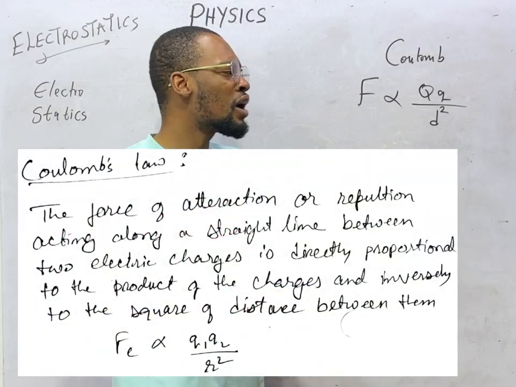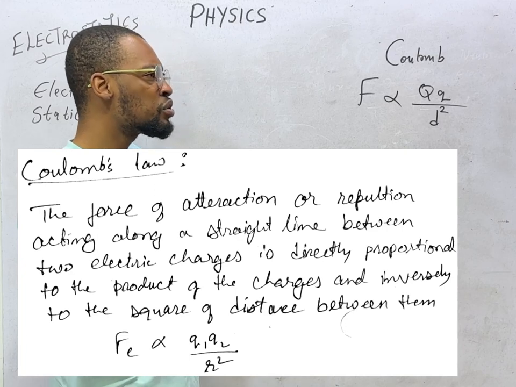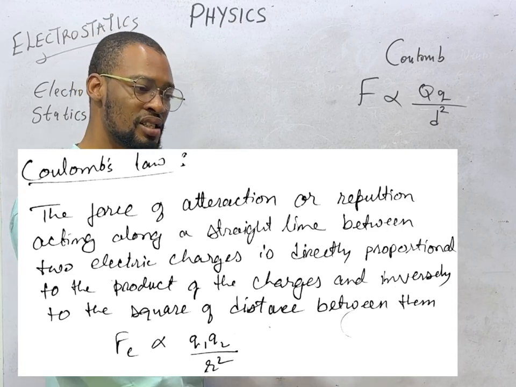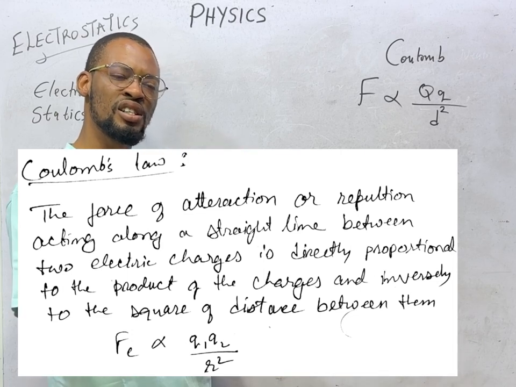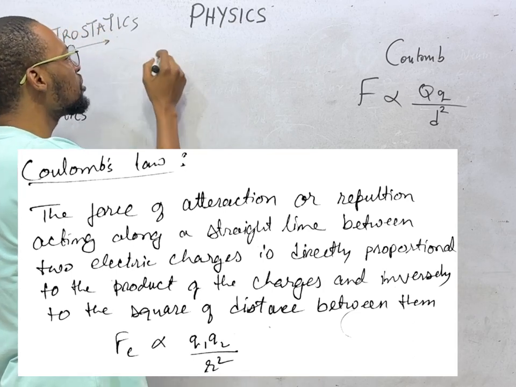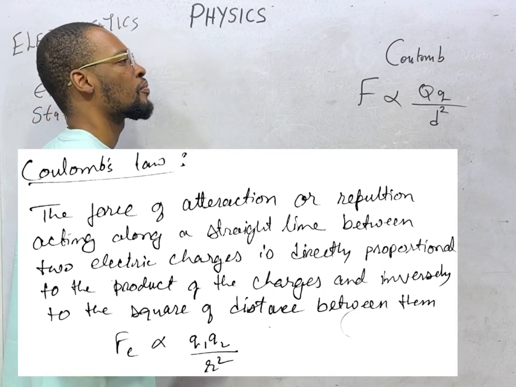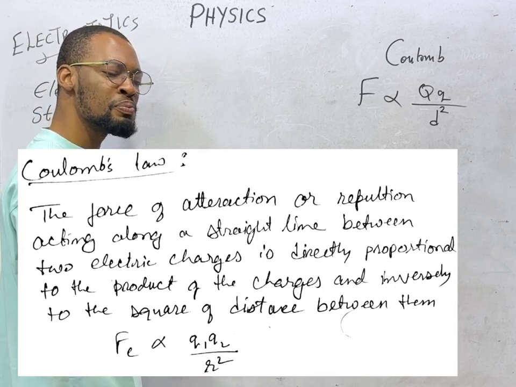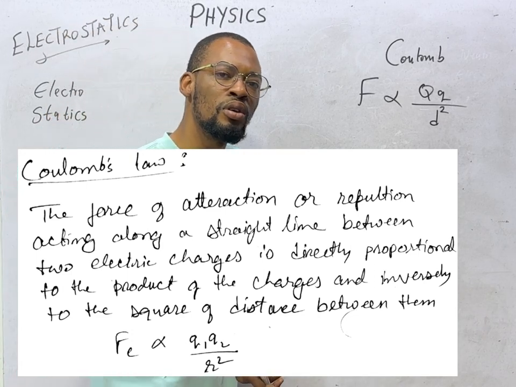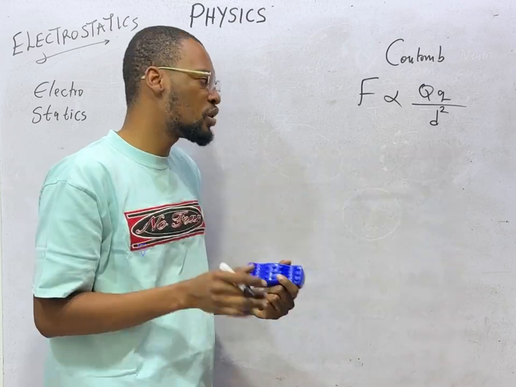So, if you have two charges, the force of attraction between these two charges, and mind you, electric charge is measured in Coulomb. So Q is measured in Coulomb. And the unit is capital C, that is the unit for Coulomb. And the symbol is Q, big Q.